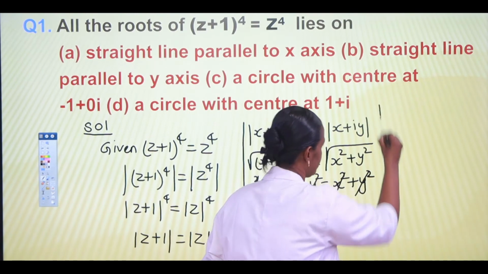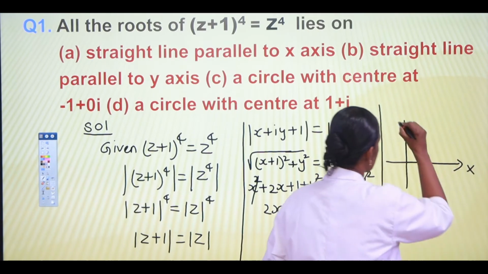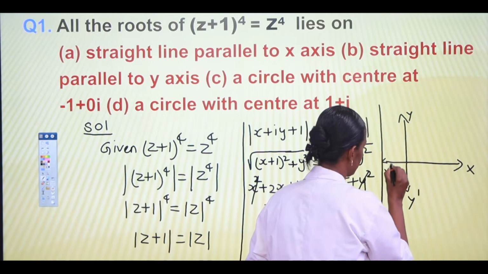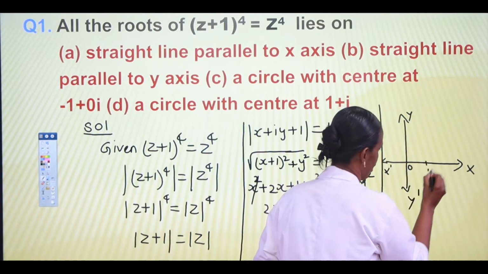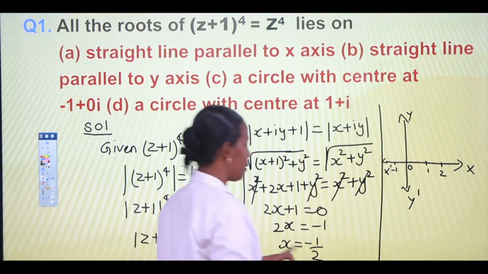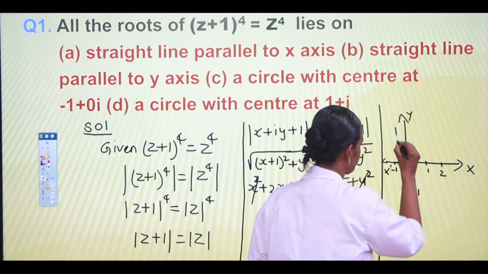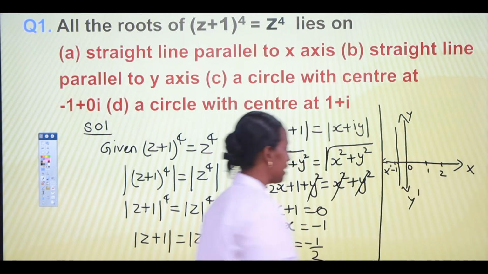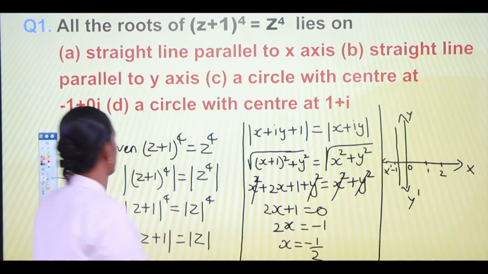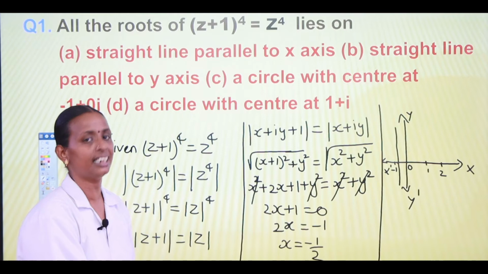Just let us see the value in the diagram. So this is your x axis, this is your y axis, this is y dash, this is your x dash, origin. So this is value 1, this is 2, this is your minus 1 value. So here x is minus 1 by 2, let us take this as here. This is the line x equal to minus 1 by 2. This is parallel to the y axis. Therefore the answer for this one is a straight line parallel to the y axis. Option B is the correct answer.